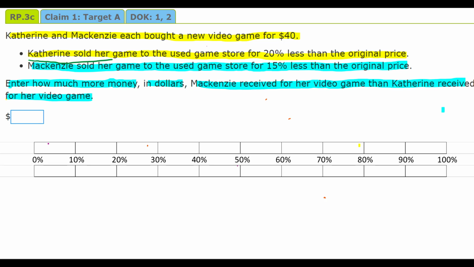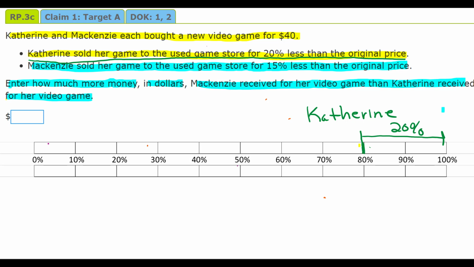So Catherine sold her game to the used game store for 20% less than the original price. So if the top bar is going to represent Catherine, this area right here represents the 20% less. And so what Catherine actually received back in money, she received this amount on the percentage bar. So this is what Catherine received back.